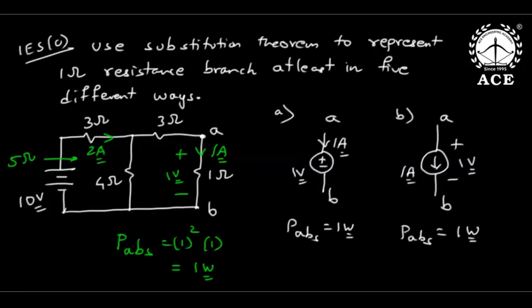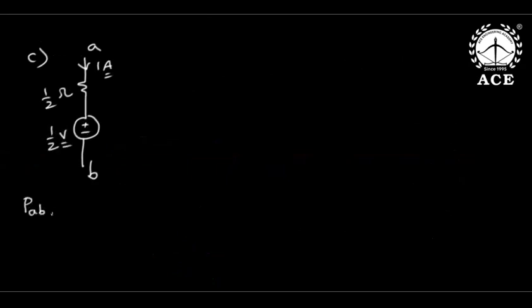Now see here, after doing this, now the third method. Third method, I will substitute the same 1 ohm as a part resistance and a part voltage between AB. This current is still 1 ampere. This is half ohm and this is half volt. What is power absorbed? One is I square R, one is V into I. This is still 1 watt.